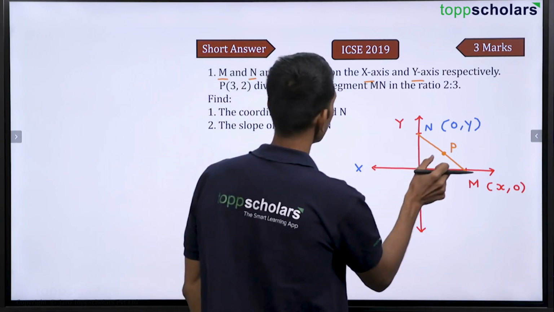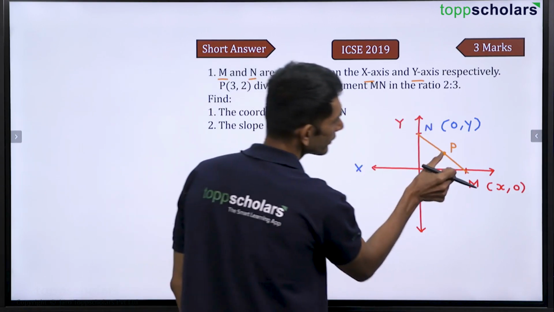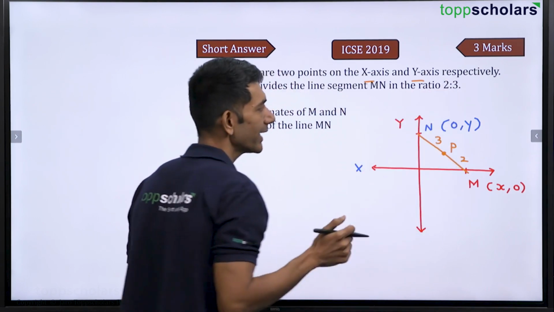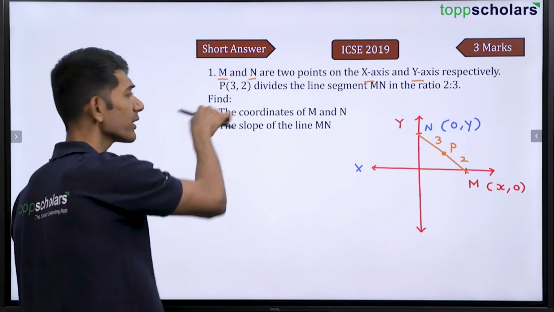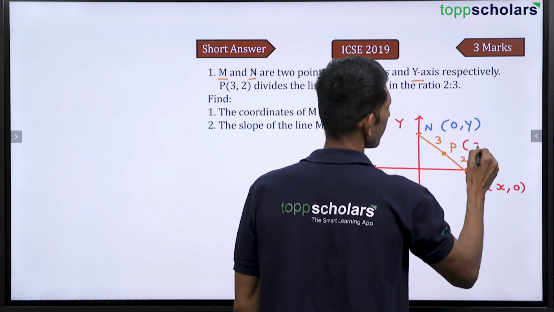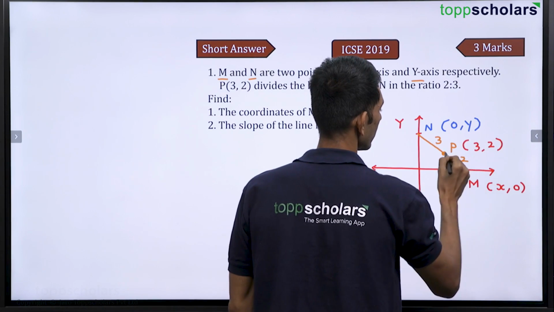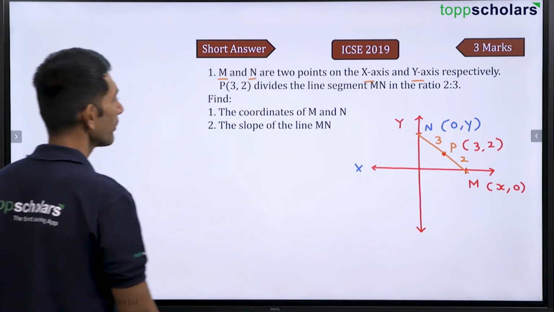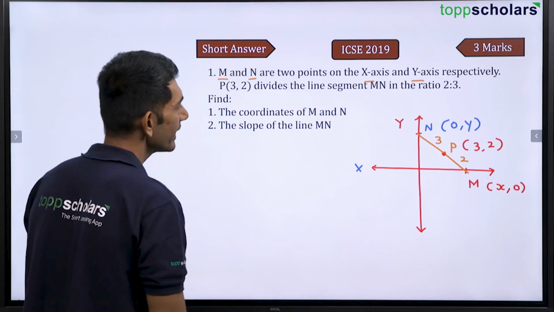That means this is 2, this is 3. 2:3, right? Okay, the coordinates of point P are also given. The coordinates of point P are 3 comma 2. We are supposed to find out the coordinates of M and N.